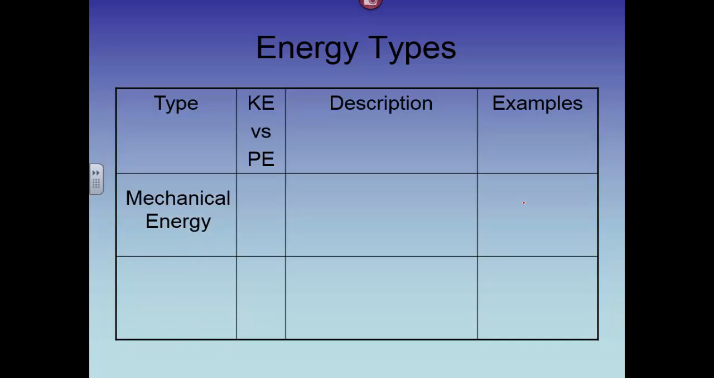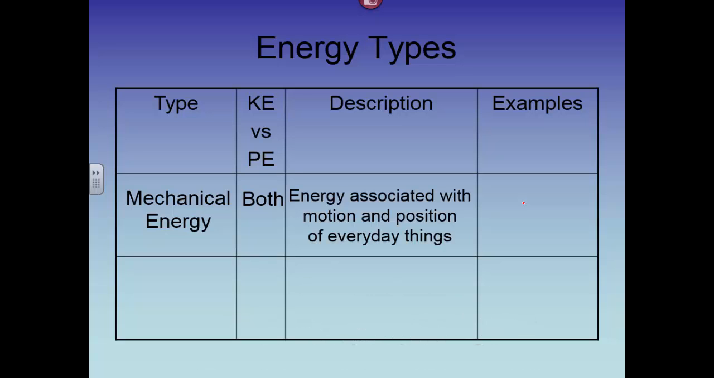So the first one we're going to talk about is mechanical energy. Mechanical energy just means something that's not electrical, something that actually has moving parts, something that's not sound, it's not a magnet, it's not any of those other kinds of energy. Mechanical energy can be both kinetic and potential. It depends on the situation.